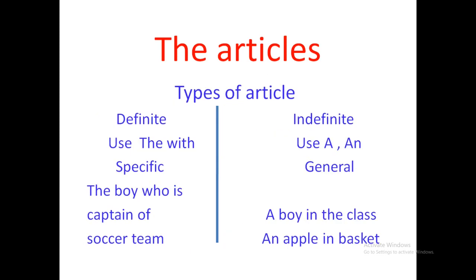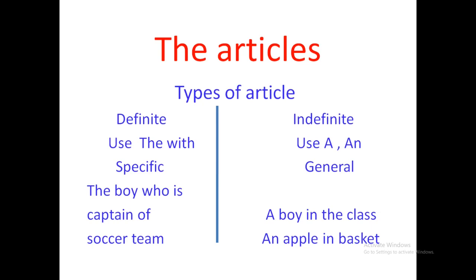Guys, there are two types of article: definite and indefinite. We'll use the word the with definite or specific words. Let's suppose we're pointing to a boy in class, the boy who is captain of the soccer team or football team. Because we are referring to a specific boy who is captain of the soccer team, we'll use the word the: the boy.